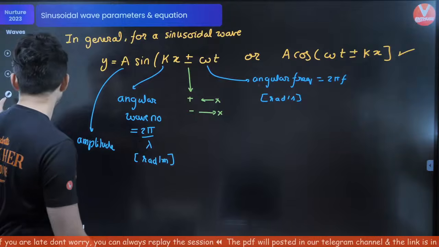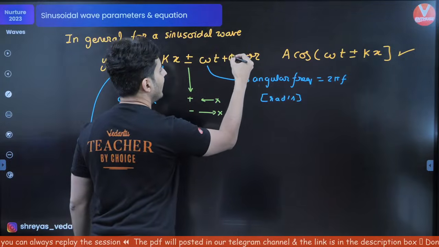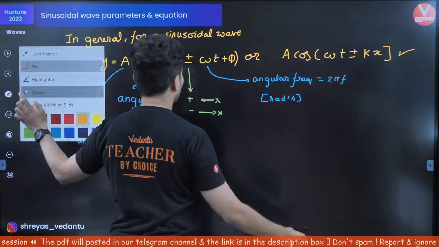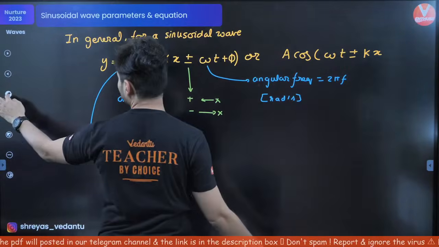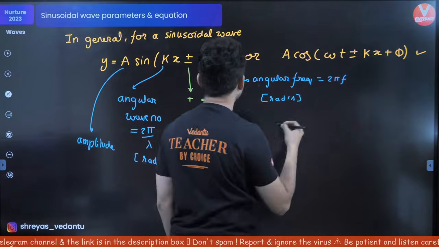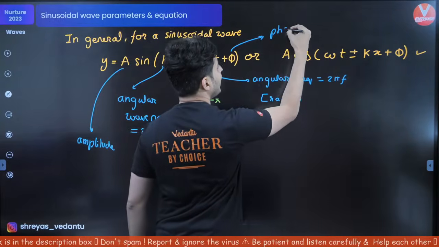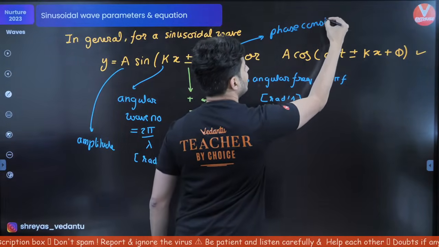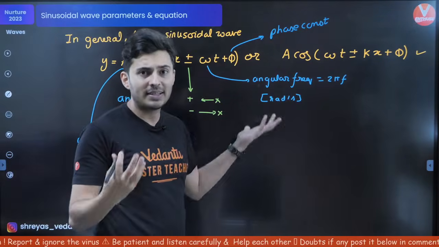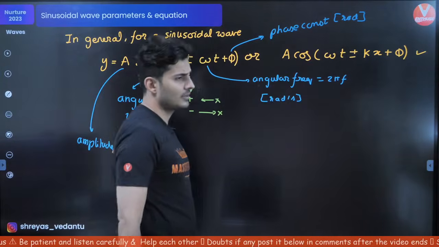So let's get rid of this, and I can add one term over here called phi. This phi, you can also put it over there if you want to. There is no harm in that. So plus phi is also a wave equation. This phi is called the phase constant of that wave. Now you might be wondering, what does it do? How does it affect the wave? I'll come to that. Phase constant is usually expressed in radians.